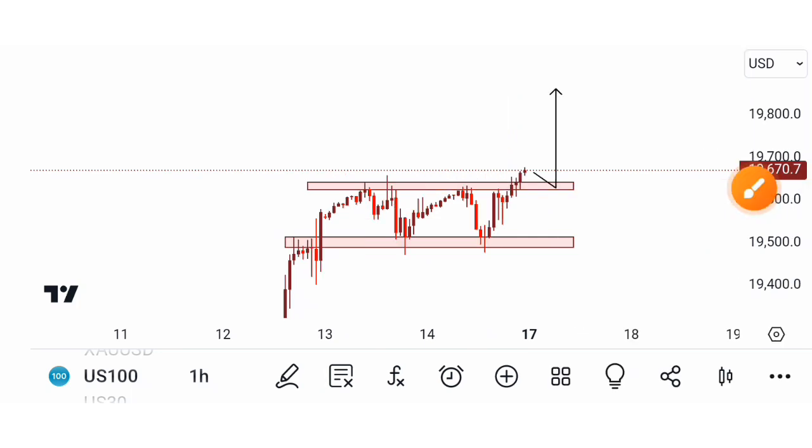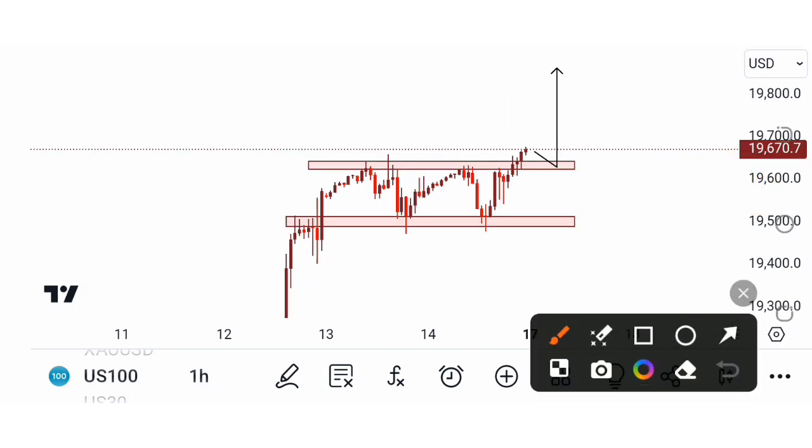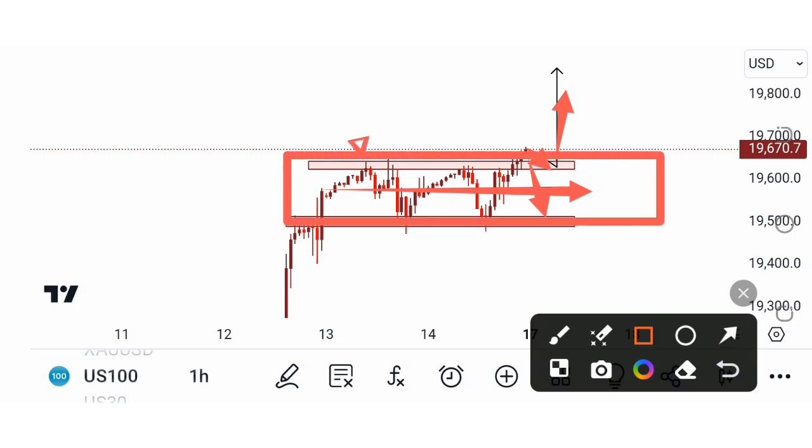However, this is just another possibility. What if the market doesn't give that pushback and continue higher? Instead, it comes back inside this range. Now, if it comes back inside this range, I'm gonna look at this market and trade it as a range as it is.